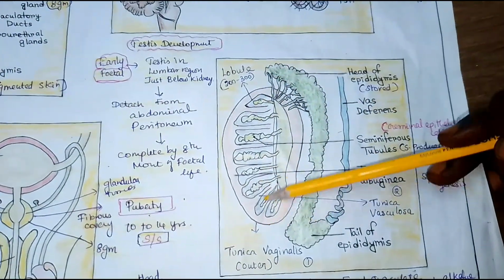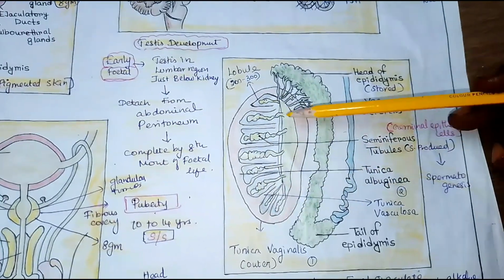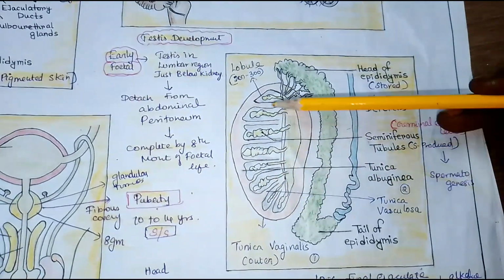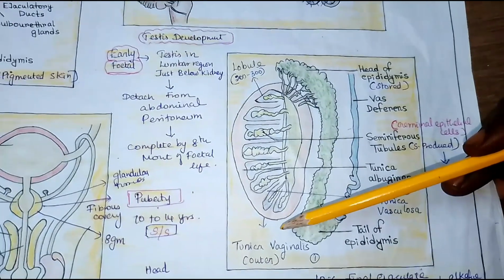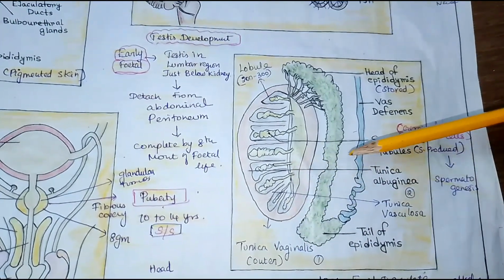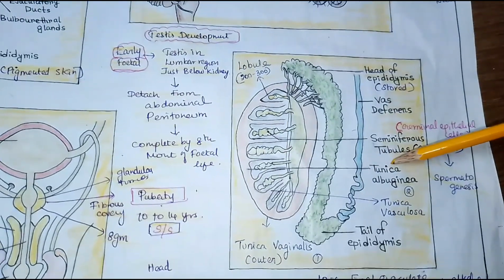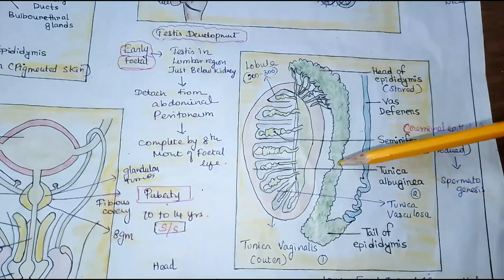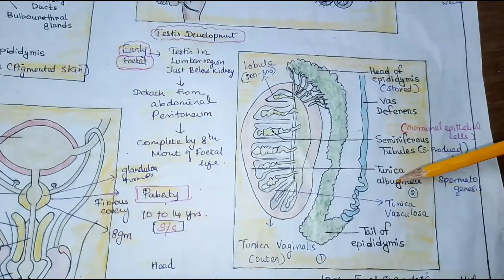This is the cut section of the testis. This testis is covered by 3 layers. The first layer is called the tunica vaginalis. It is the outermost layer. The second layer is called the tunica albuginea, which is just below the tunica vaginalis layer.